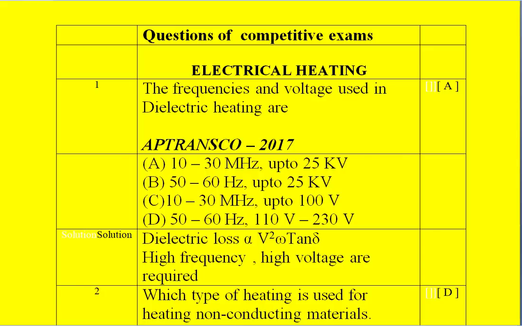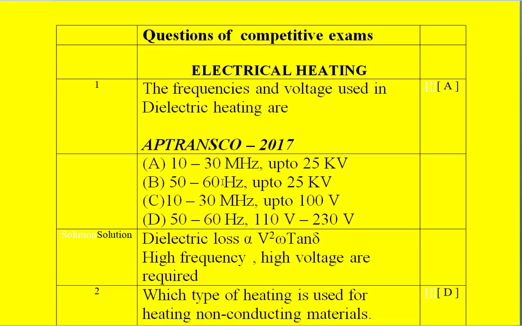Hello friends. Today I will discuss the competitive examination questions in electrical heating and electrical welding. The first question is the frequencies and voltages used in dielectric heating. This was given in AP Transco in 2017, and the answer given is 10 to 30 megahertz, and the voltage is up to 25 kV.